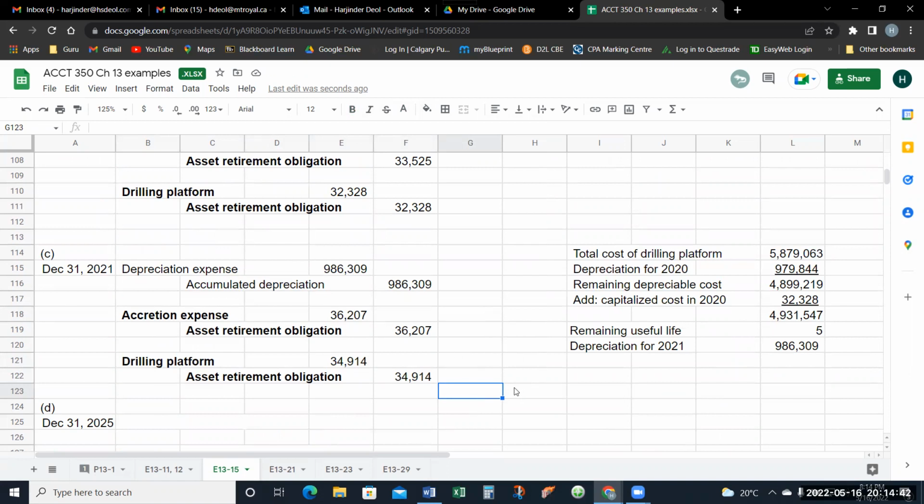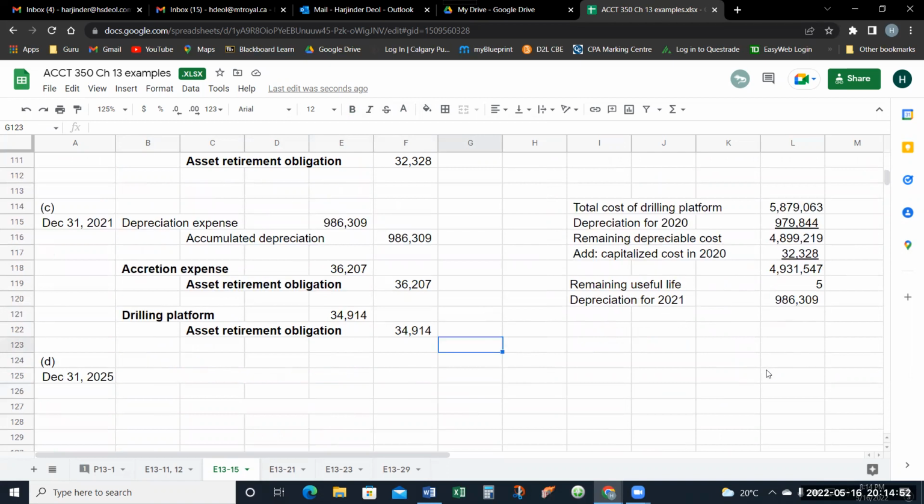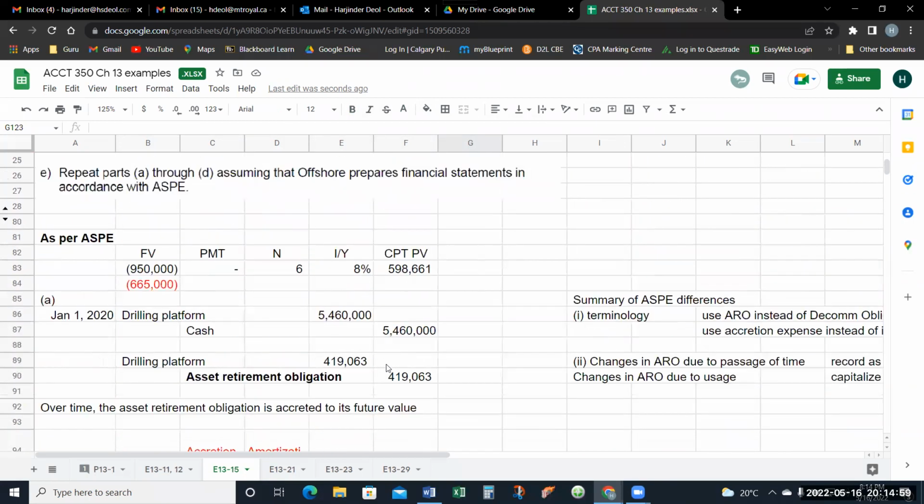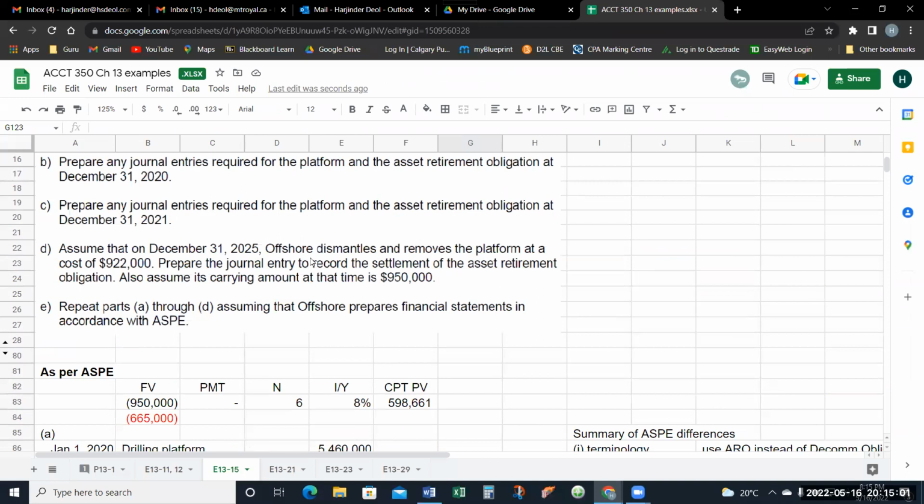All right, and then the following year, the same process will continue. We'll have to recalculate the depreciation for 2022 and so on. Now, at the end of 2025, once the useful life of the drilling platform is over, that's when we will de-recognize it. And we're told that the company dismantles and removes the platform at a cost of $922,000. The carrying amount, we're told, is $950,000 for the asset retirement obligation.